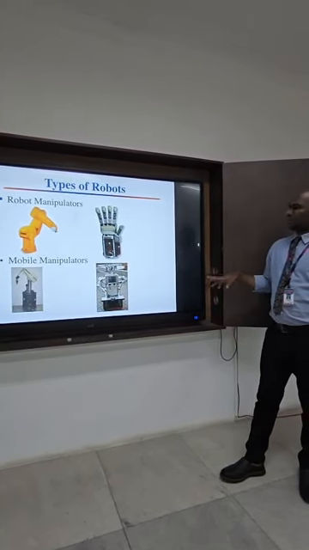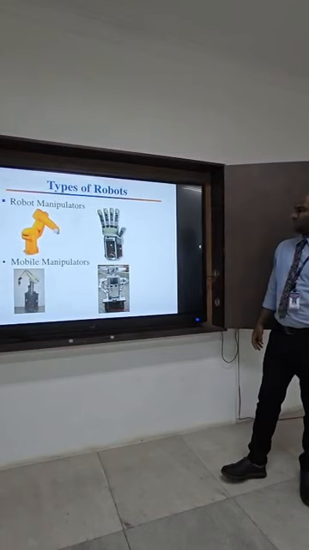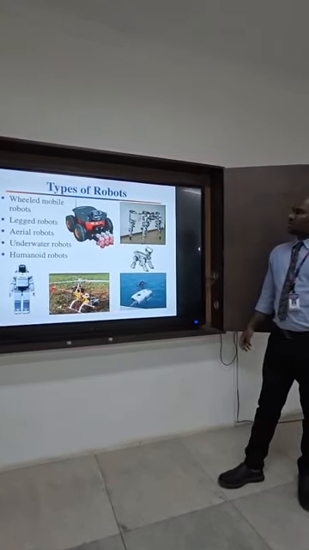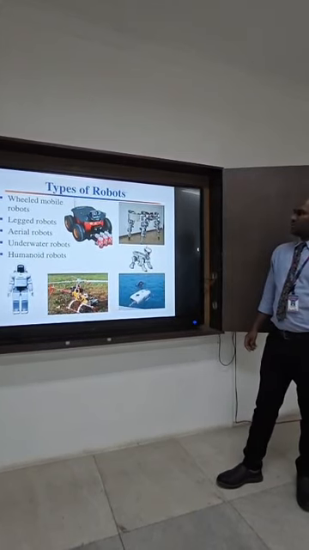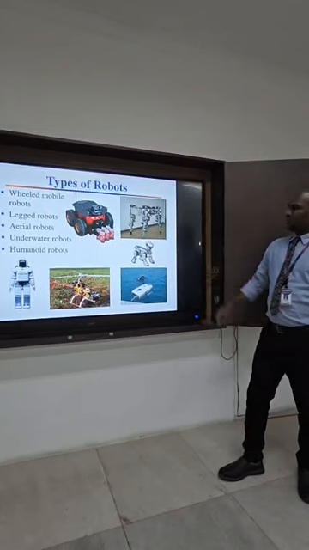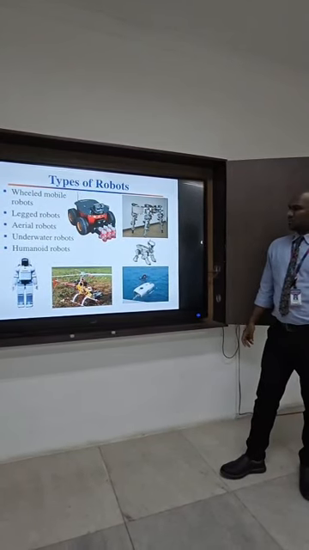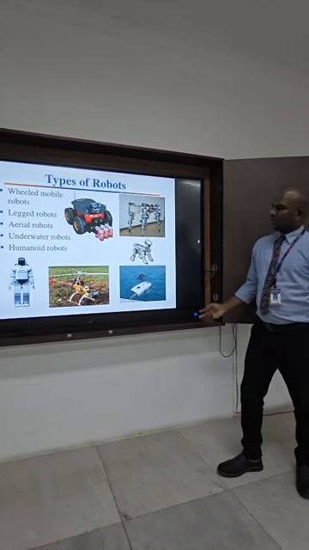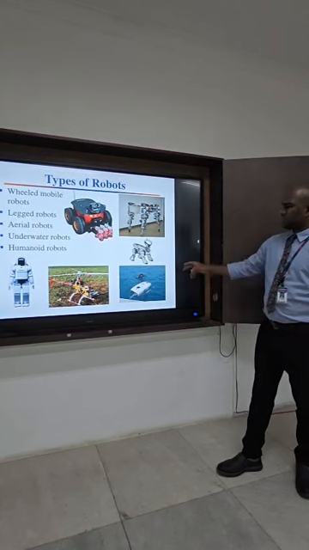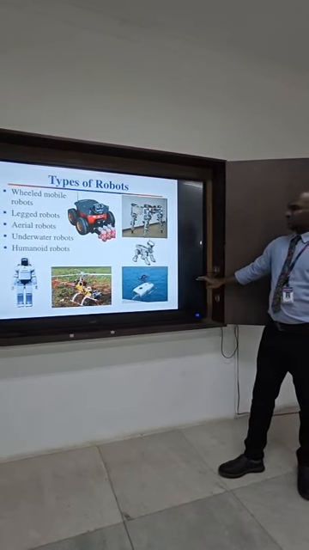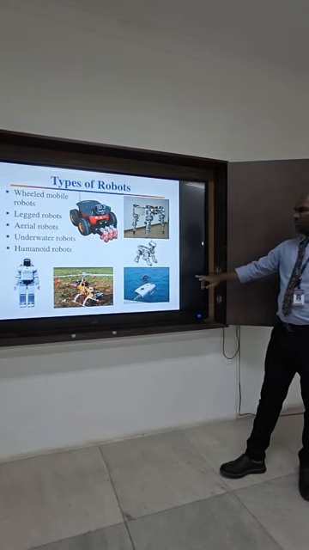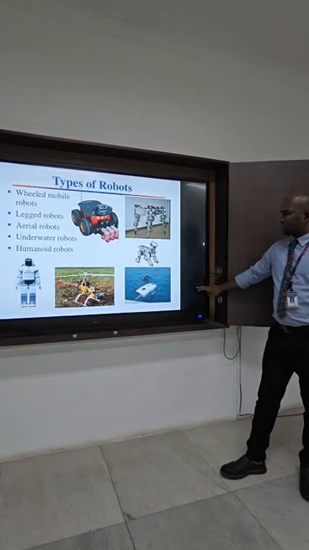Next, these are the types of robots. We have robot manipulators, and we can place a robot as an example of robot manipulators. Then we have wheeled mobile robots, four-wheeled robots, legged robots, and aerial robots. These are examples of wheeled robots and legged robots, and these are humanoid robots, and other robots are also available on this page.